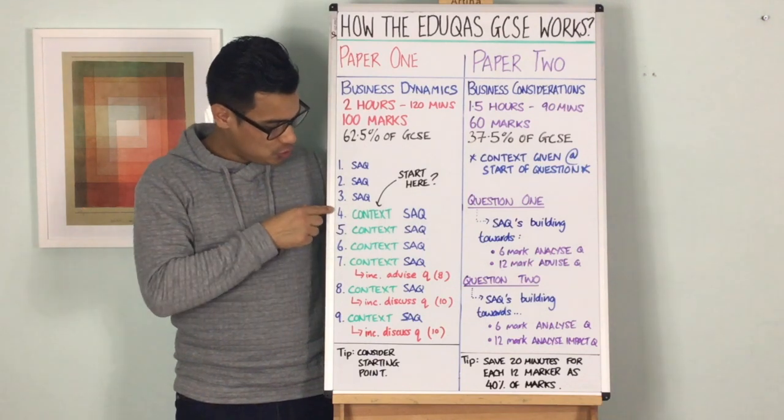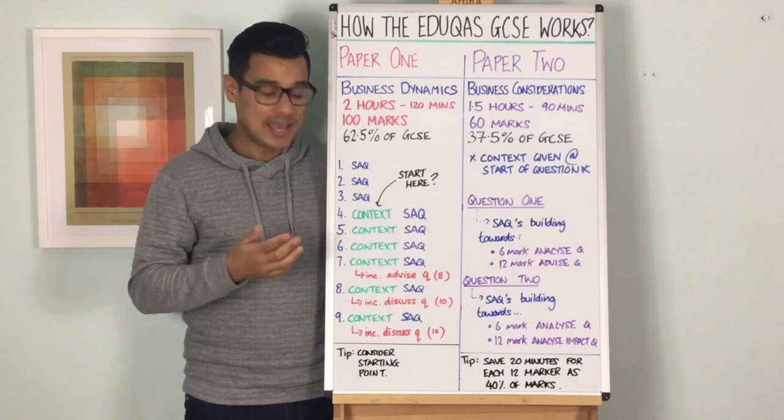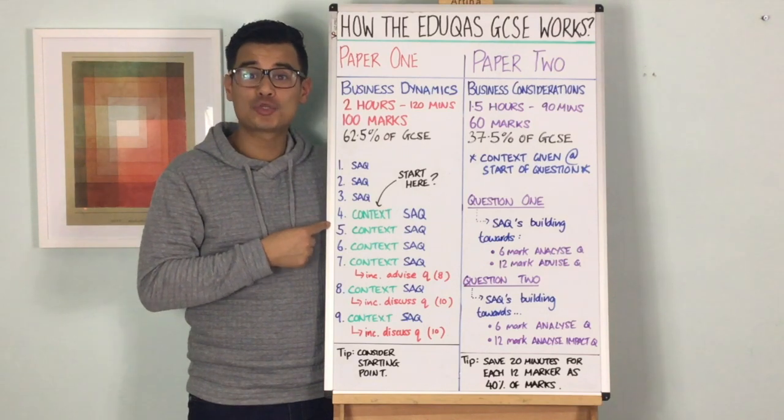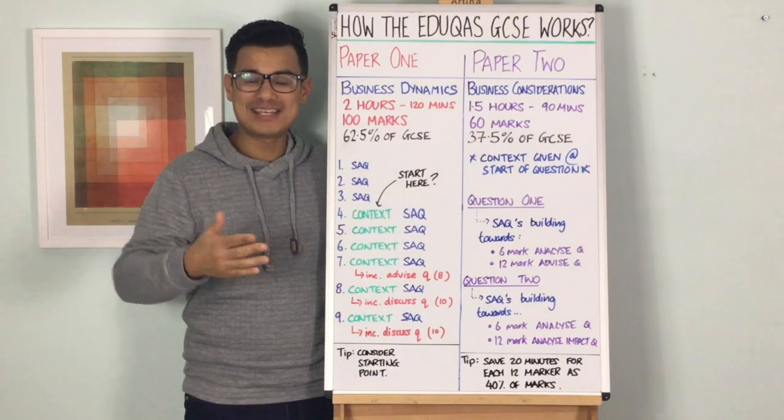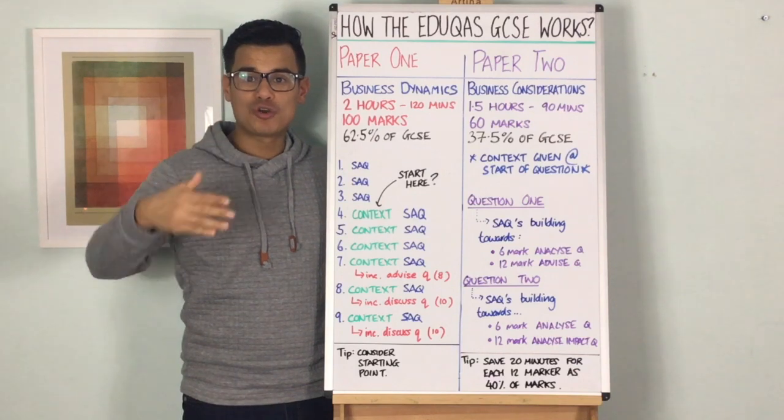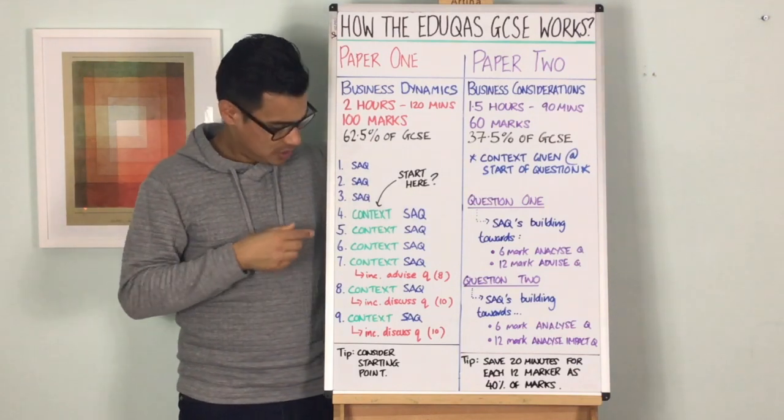And then you'll move into the context short answer questions. In the case of the first few of these context short answer questions, it will be: what is this? Explain this. What are the pros of? What are the cons of? Advantages, disadvantages to me and you.